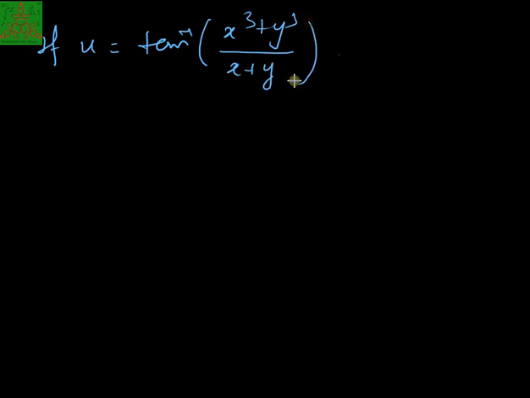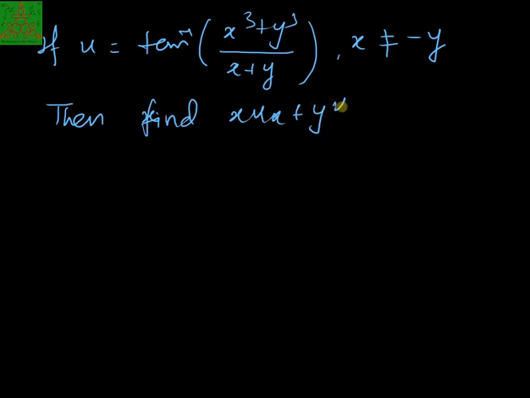Now we'll solve the next example, but the method for this solution is very different from the other one. u is equal to tan inverse of x cube plus y cube upon x plus y, where x is not equal to minus y due to its domain. Then the question is to find x u_x plus y u_y. So I am doing this problem not in the previous manner, but in a slightly different way.